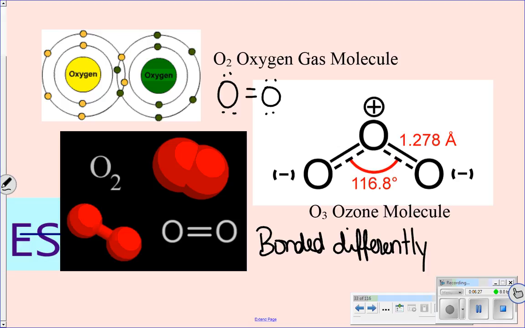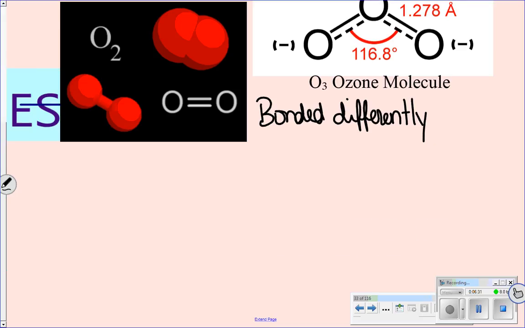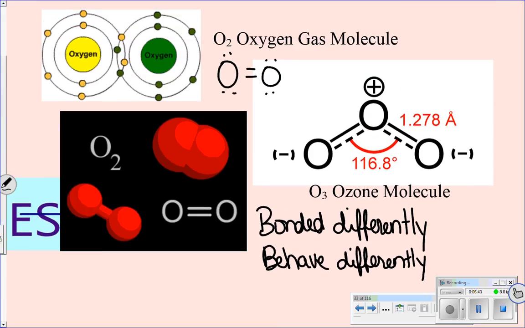So they're both made of oxygen, but they're bonded differently. Because they're bonded differently, they behave differently. They have different properties, etc. So they're actually going to boil at different temperatures. You can actually smell ozone. That's the smell when it starts to rain. You can't really smell oxygen.